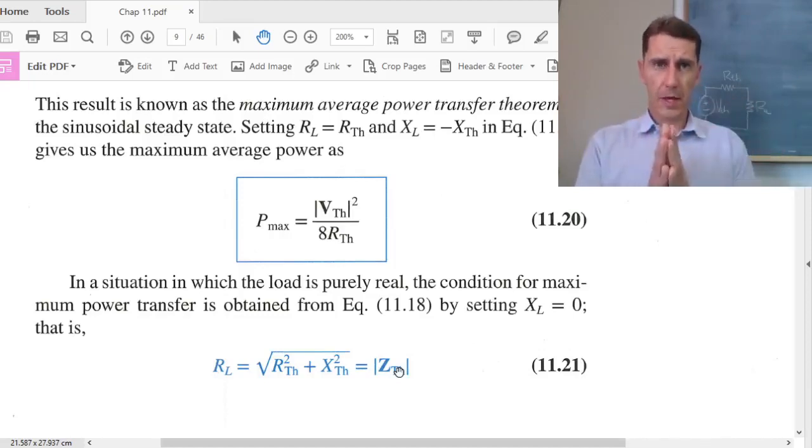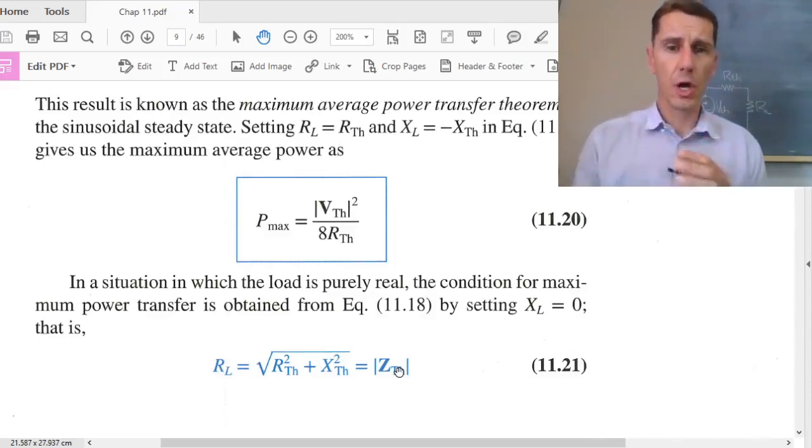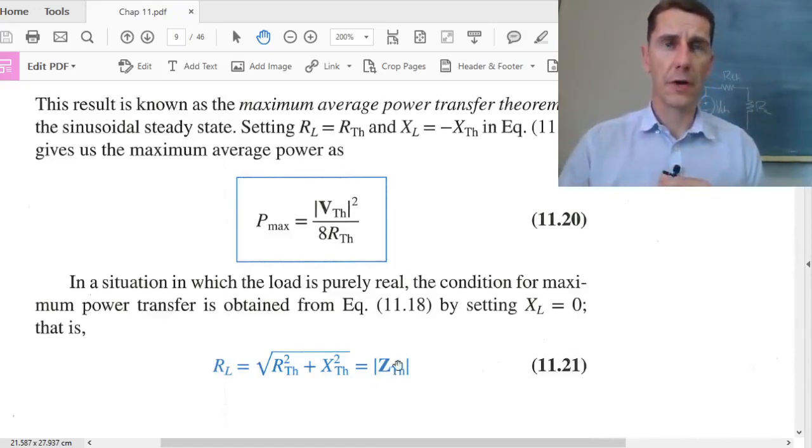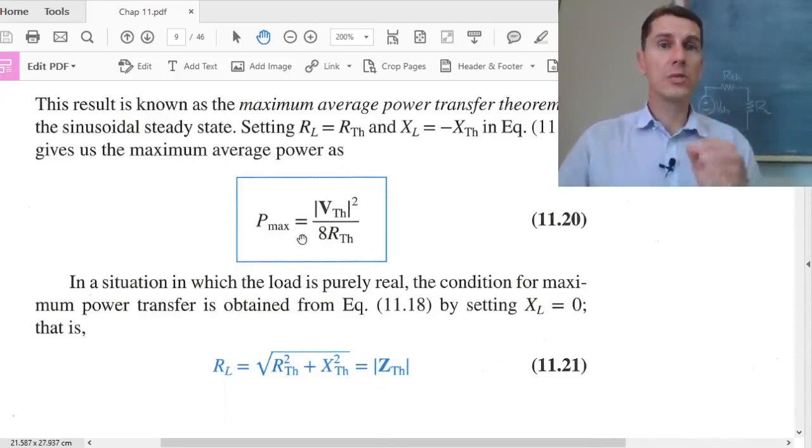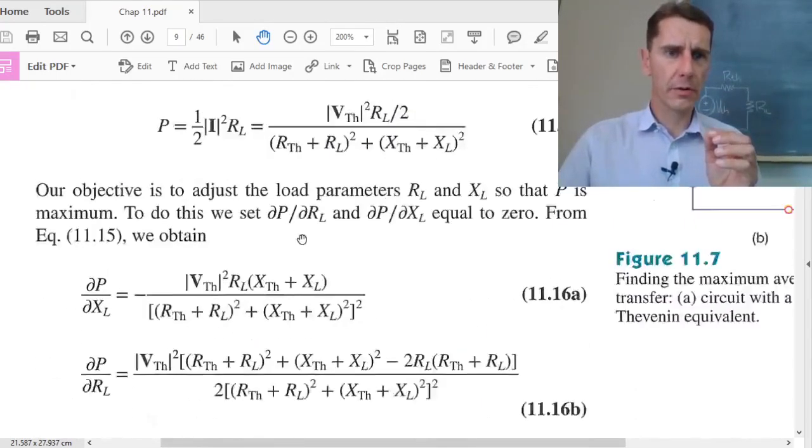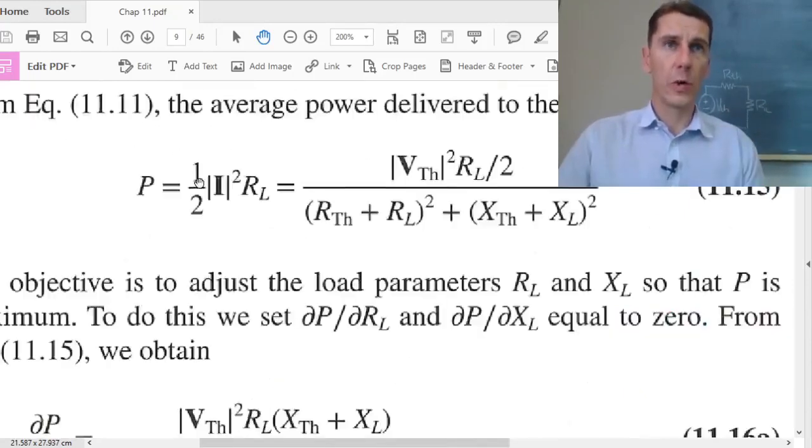In that case, your RL must equal the magnitude of the Thevenin impedance, as we've got there. And then this equation 1120 does not work. What equation will always work? This one will always work.